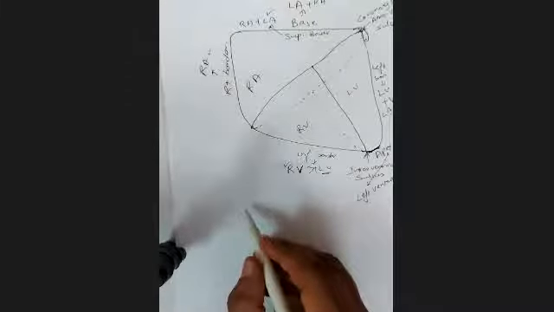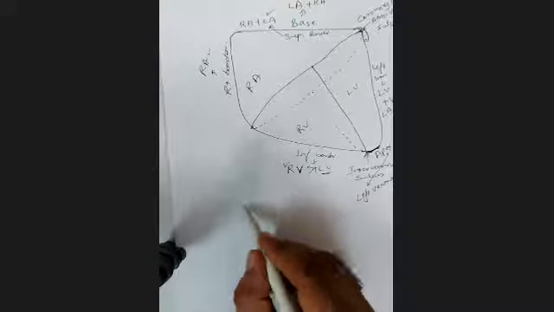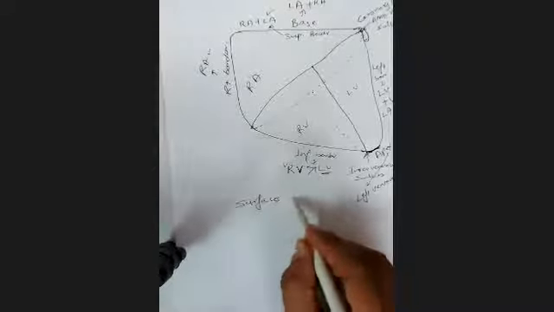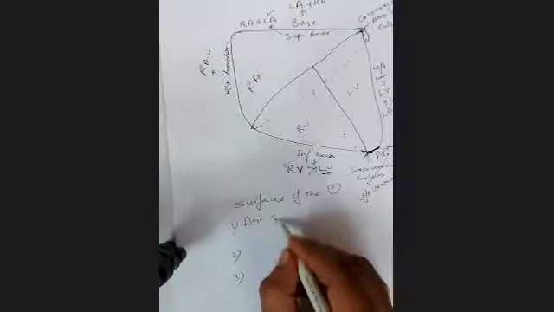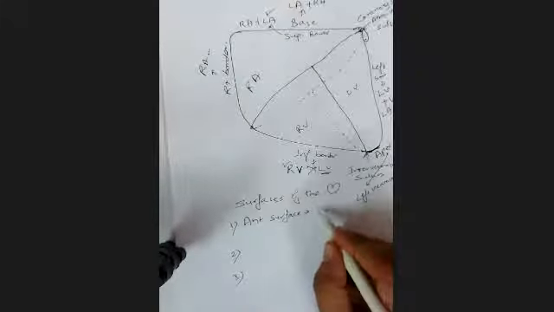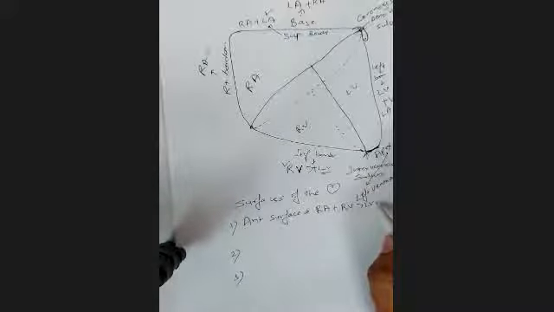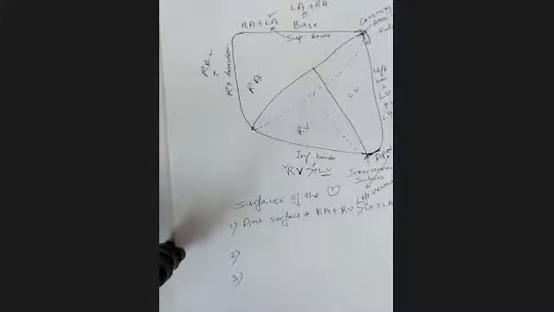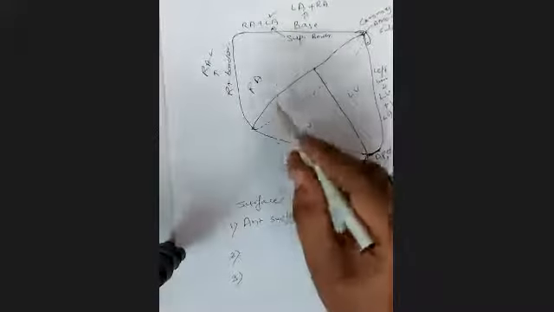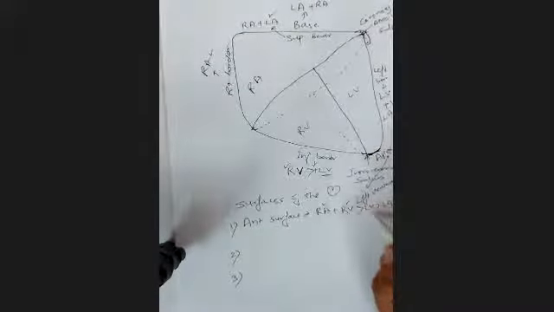Now the last component about the external features of the heart is the surfaces of the heart. The heart has three surfaces. One is the anterior surface. On the anterior surface, we mainly see the right atrium plus right ventricle, and to some degree the left ventricle, and very less of the left atrium. So the anterior surface is mainly formed by the right atrium, right ventricle, some part of the left ventricle, and the auricle of the left atrium.